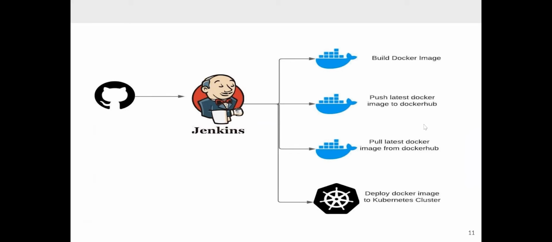This is the final plan that we have for our CI/CD pipeline. We are currently at the stage where Jenkins takes the code from our GitHub repository and builds a Docker image. After this, we have to configure it such that this Docker image is pushed to Docker Hub. And then this latest image is taken from Docker Hub and deployed to the Kubernetes cluster.